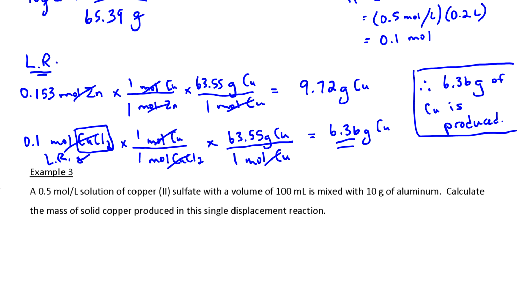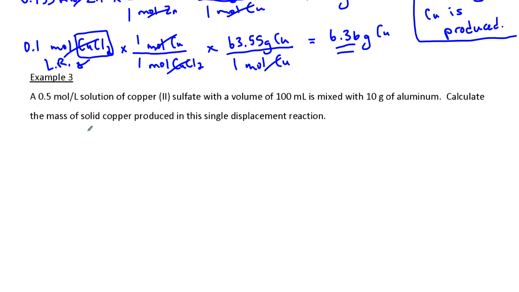Okay, one more to go. This is going to be similar to the previous. So we've got a solution mixed with just a chunk of metal. So we've got a 0.5 mole per liter solution of copper 2 sulfate, and we have 100 milliliters of that. And we're dropping in a 10-gram chunk of aluminum. And then we're going to calculate how much copper is produced. So mass of copper produced in this single displacement reaction.